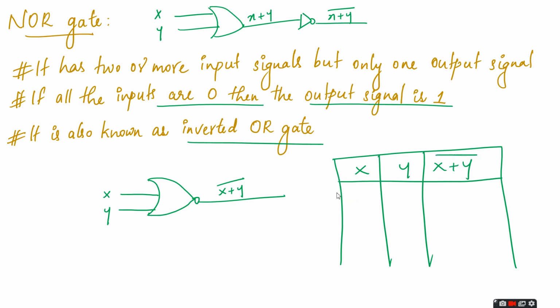Two variables means four combinations of zeros and ones. We'll write 0, 0, 0, 1, 1, 0, 1, 1. Now, in NOR gate, if all the inputs are 0, then the output is 1. So, see here, both the inputs are 0, so the output is 1. For the others, all the outputs will be 0. In NOR gate, if all the inputs are 0, then the output is 1, and for the rest all the outputs will be 0. Now we can pass three variables to the NOR gate.